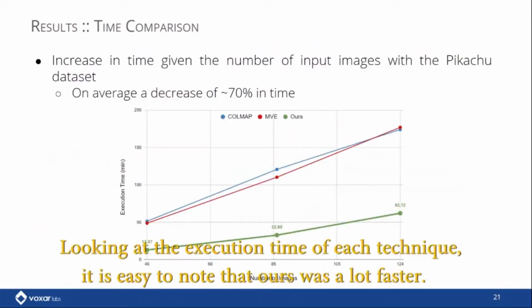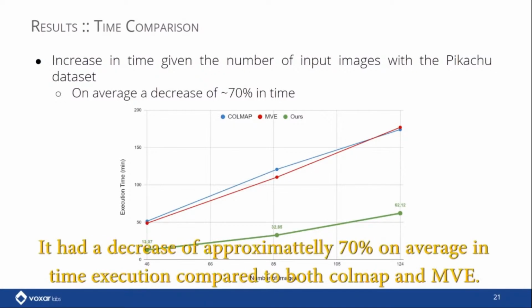So looking at the execution time of each technique, it is easy to note that ours was a lot faster. It had a decrease of approximately 70% on average in execution time compared to both COLMAP and MVE.